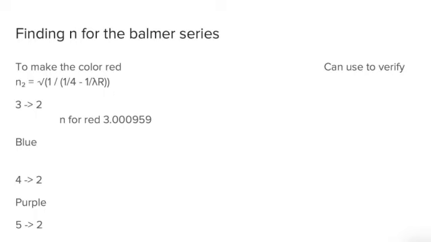All right, to find n for the Balmer series, we need to see that hydrogen has quantum numbers. For the energy shells, we can have n equals 2, 3, or 4. Over here for the color red, it drops from energy shell 3 to 2, and that emits a photon, which we see as red. The same thing happens for blue, it goes from 4 to 2, and purple, it goes from 5 to 2. Over here we have an equation where we solve for the n in the Balmer series, and it verifies that the n for red is 3. So that's what we're going to use for the Rydberg equation.